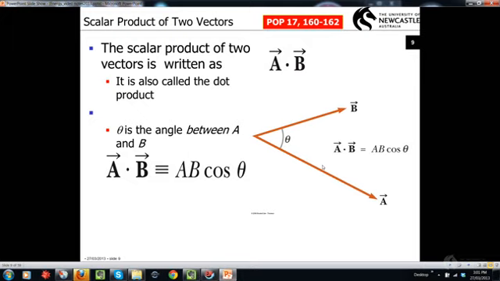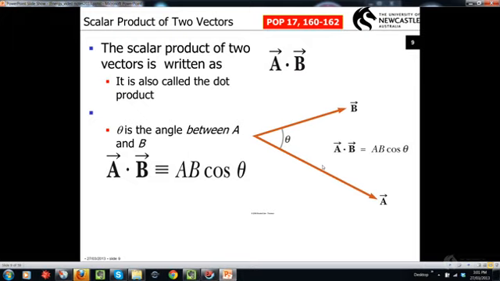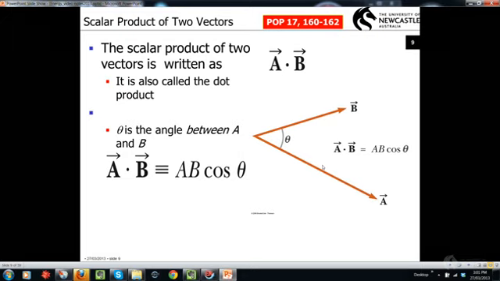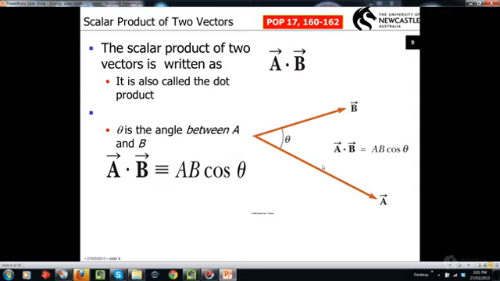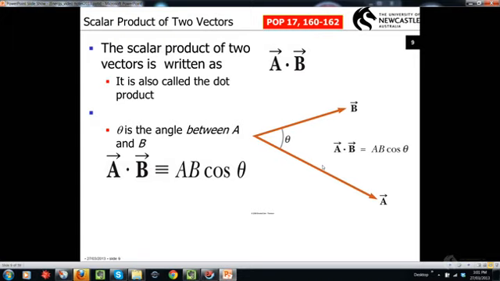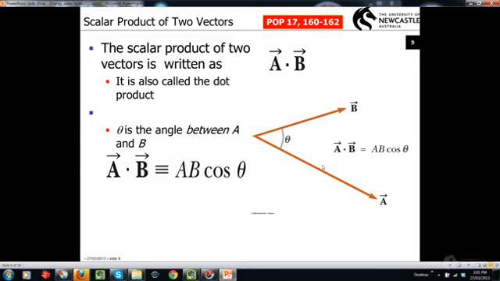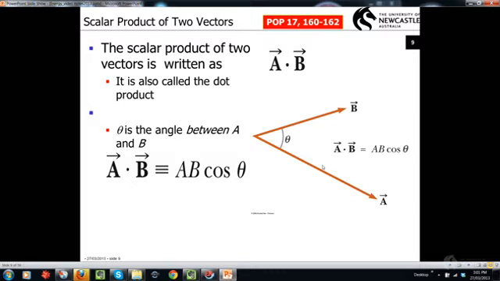So the scalar product for 2 vectors, A and B, is shown on this diagram. We know from the way we defined work that the scalar product of work was F times displacement times the cosine of the angle. For any 2 general vectors, then the scalar product A dot B is equal to the magnitude of A times the magnitude of B times the cosine of the angle between them. This is known as the dot product.